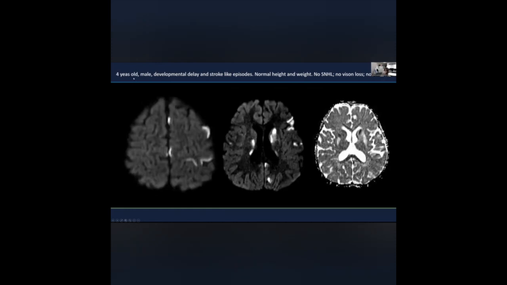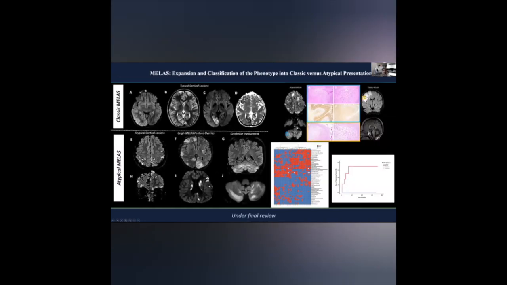Remember, I'm just showing another patient to you, a 4-year-old male patient, again with developmental delay and stroke-like episodes. Again, normal height and weight, no sensorineural hearing loss, no vision loss, and no headache. And we are seeing now cortical lesions more in the frontal lobe, also in the periventricular region on the left, and also involvement of the basal ganglia. So there is some overlap phenotype with Leigh syndrome.